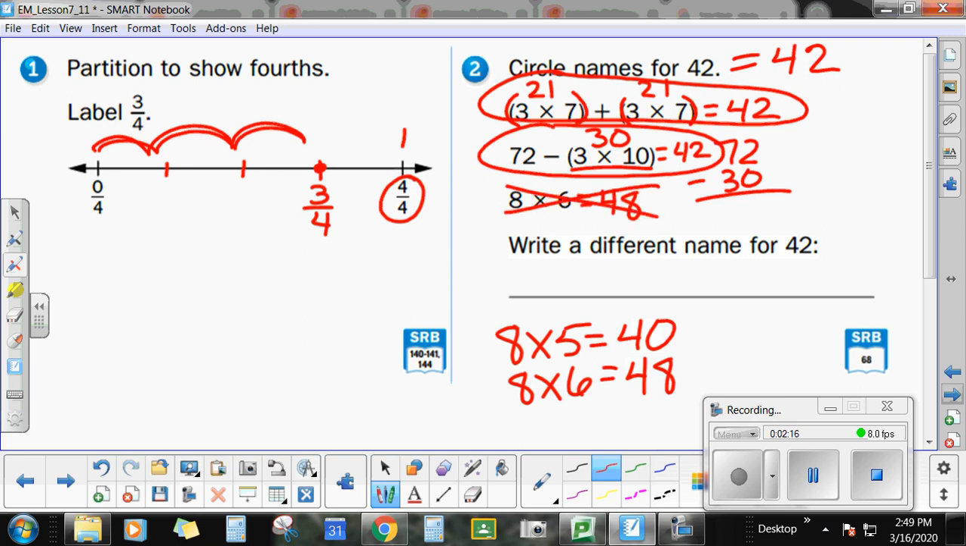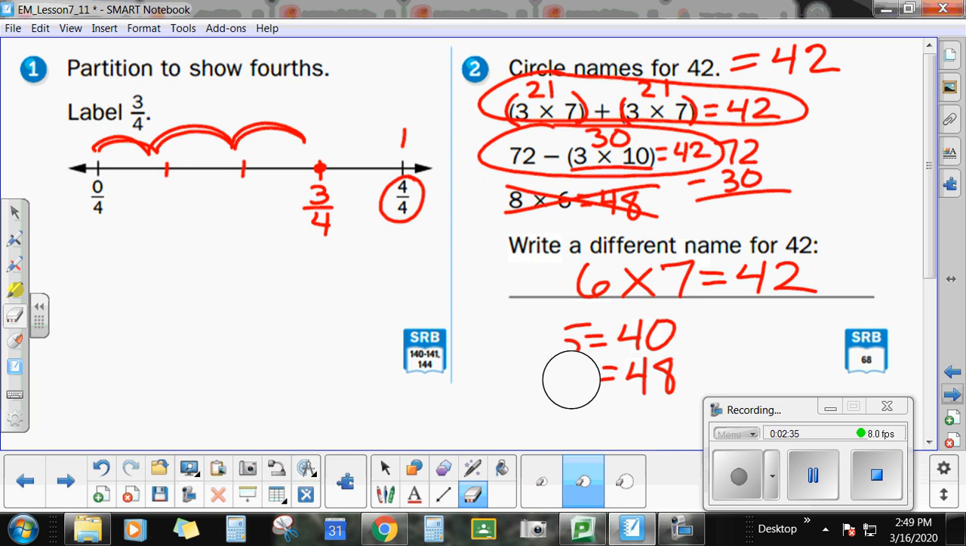It wants you to write a different name for 42. So what's another way that you could do 42? And you could be really creative with this one, okay? You could simply do, I know that 6 and 7 stuck like glue. 6 times 7 is 42. But I could get real creative with that.